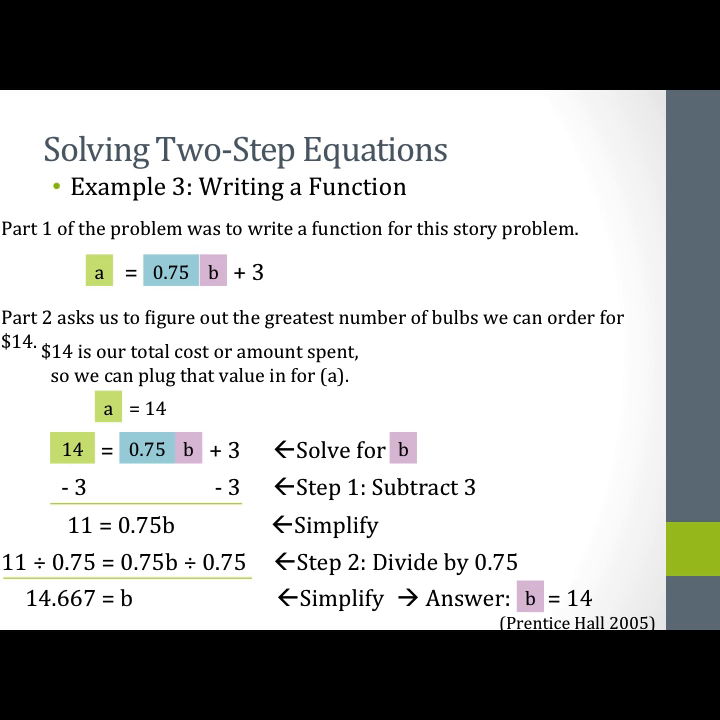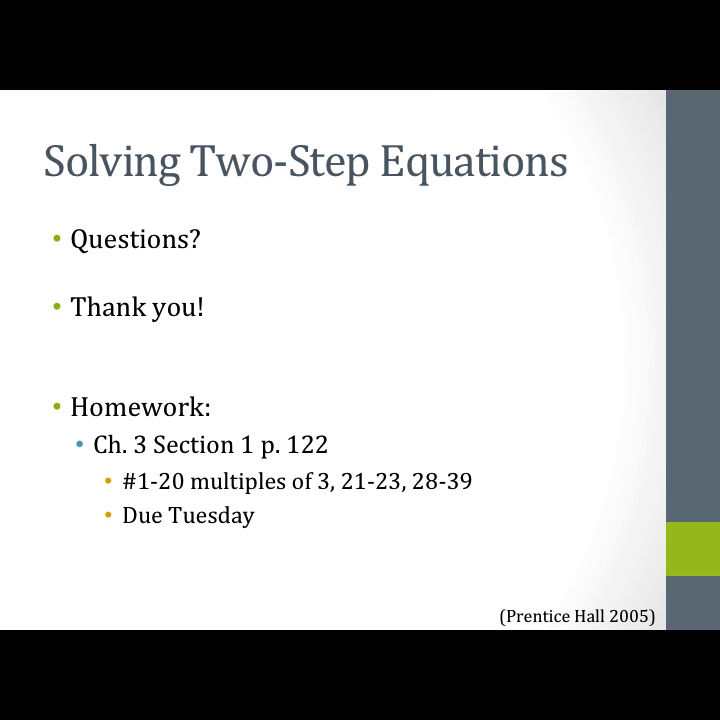So we have completed both parts of this example. Part 1 was writing the function for the story problem, A equals 0.75 B plus 3, and then we solved for how many bulbs we could order for $14, which we found to be 14. Okay, so we've covered solving two-step equations where we're given the function and we have to solve for a variable using 2 steps. We've also covered how to write a function from a story problem and then solve for any given variable, or use values that were given and plug those into the functions to solve for them. So do we have any questions?